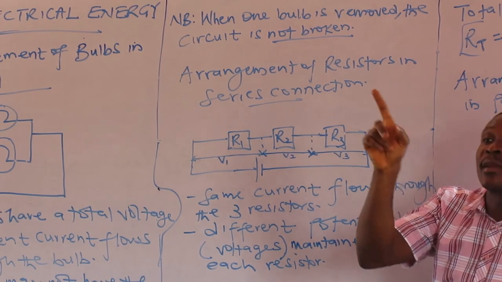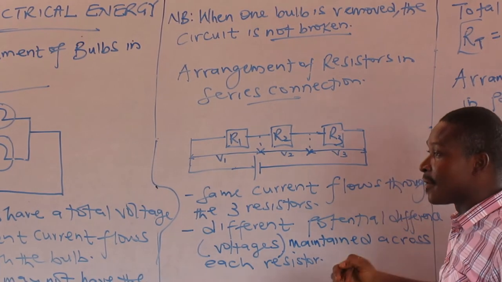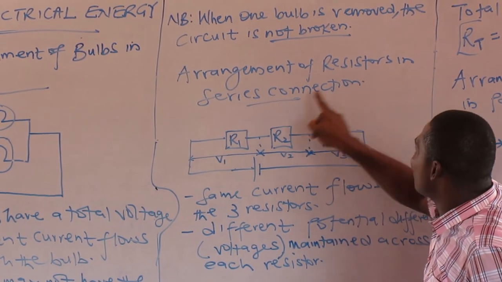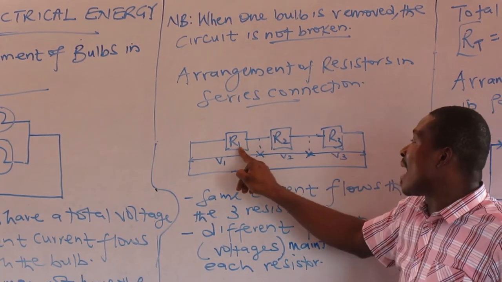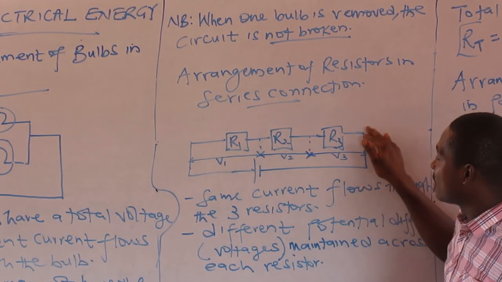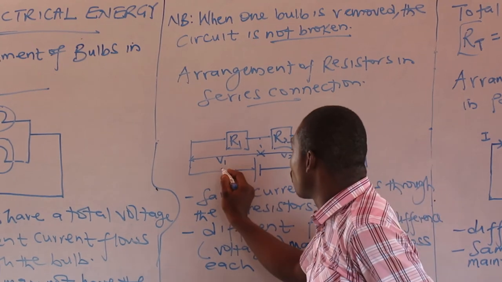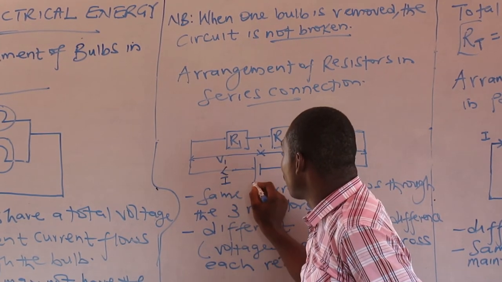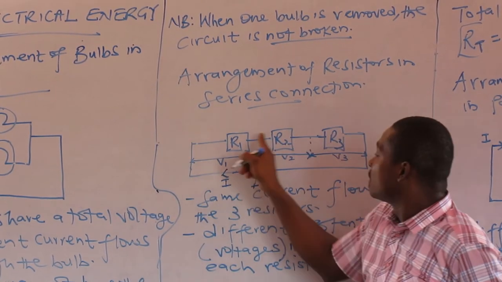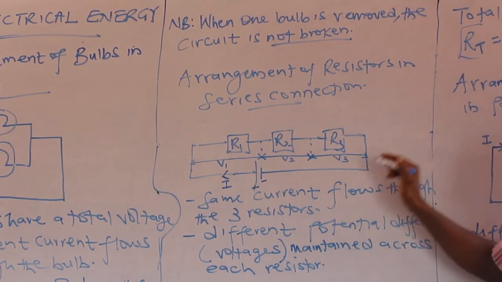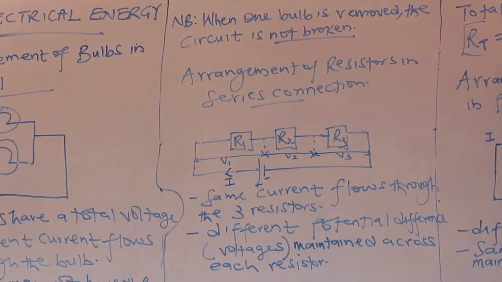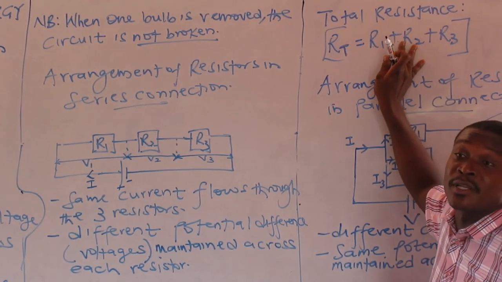So household wiring, power connection comes in, right? Arrangement of resistors in series. Resistor R1, R2, R3 in series. You believe the same current flows through? The current will be flowing from this positive terminal. So same current, the same thing. So how do I find my total resistance? R1 plus R2 plus R3. That's the formula we'll be using, okay?